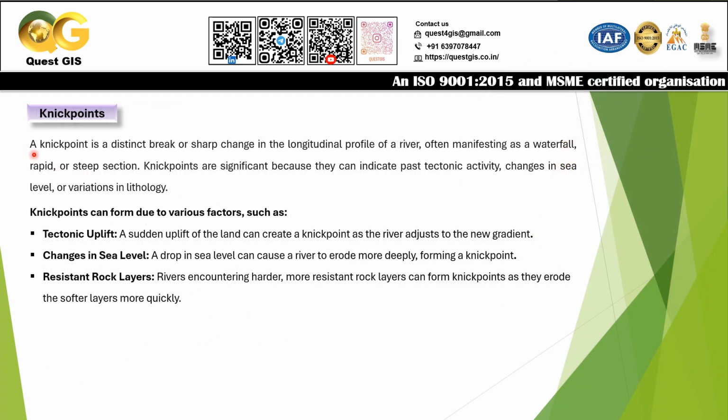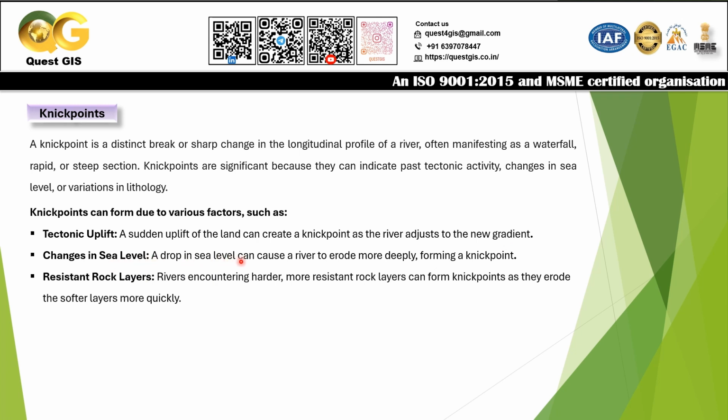You see, those distinct breaks that we saw in the previous profile are nothing but the nick points. Basically, a nick point is a distinct break or sharp change in the longitudinal profile of a river, often manifesting as a waterfall, rapid, or a steep section. Nick points are significant because they indicate past tectonic activity, changes in sea level, or variations in lithology. If there is a tectonic uplift, the sudden uplift of the land can create nick points as the river adjusts to the new gradient.